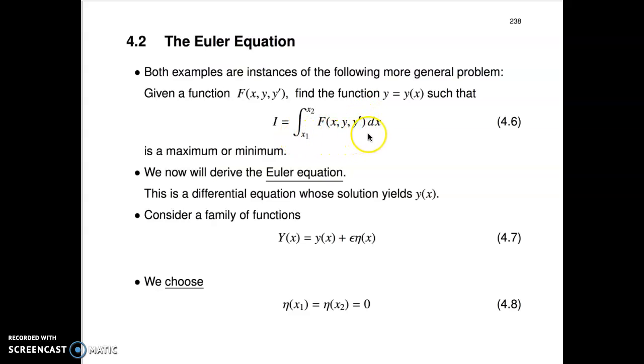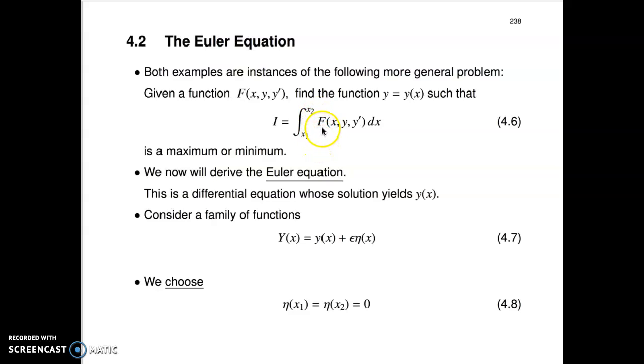So you're given an integral where the whole integrand depends on x explicitly, but it also depends on y and y primed. Both of these depend on x. So this whole integrand is just a big function of x. Okay, got that? Because y and therefore the derivative y primed both depend on x, the entire integrand is just a big function of x. And let's say we integrate that function between x1 and x2.